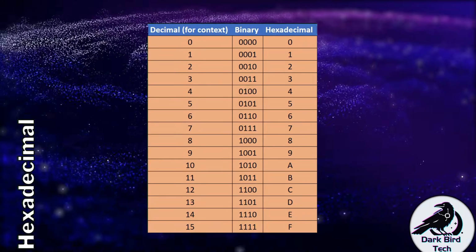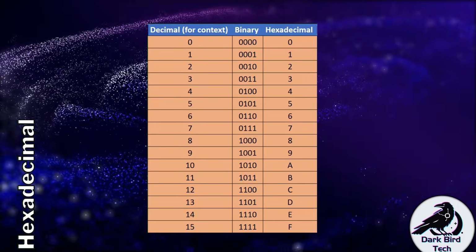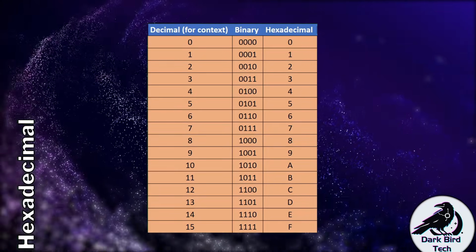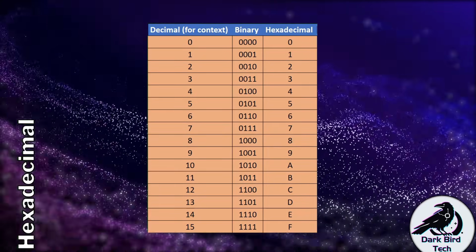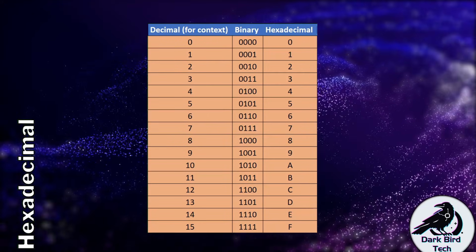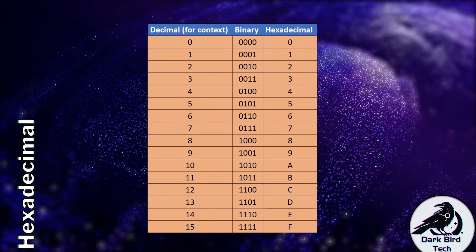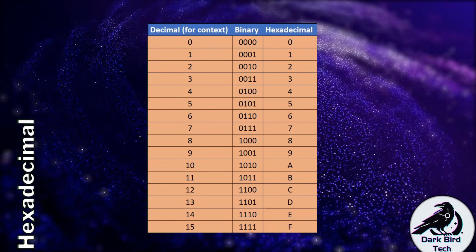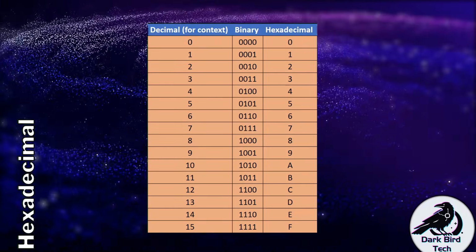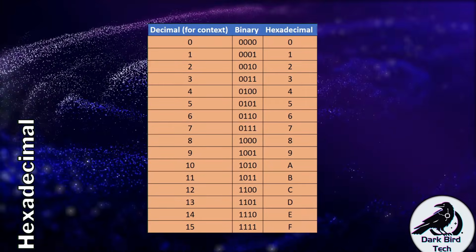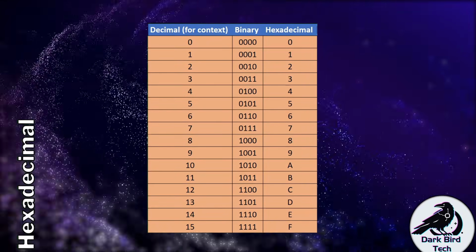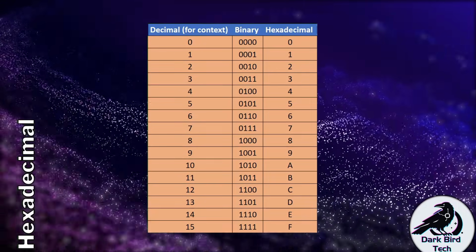0000 is hexadecimal 0. 0001 is hexadecimal 1. 0010 is 2. 0011 is 3. 0100 is 4. 0101 is 5. 0110 is 6. 0111 is 7. 1000 is 8. 1001 is 9. 1010 is A. 1011 is B. 1100 is C. 1101 is D, and 1110 is E, and finally 1111 is F.